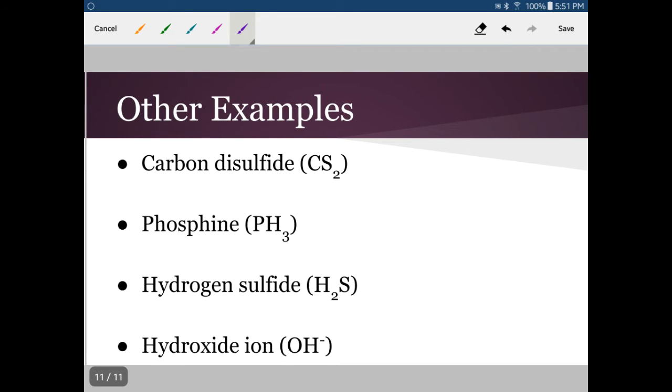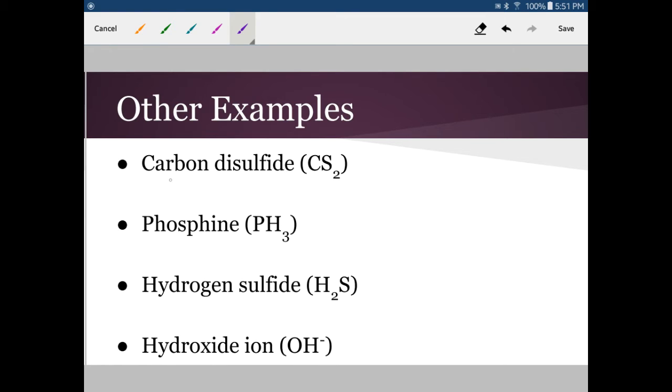Let's just take a look at some of these examples and we'll take a look at how to draw them and make sure that we are getting through this correctly. And then you'll have some more examples in a worksheet or an assignment that you will have to do following this lesson. So carbon disulfide.